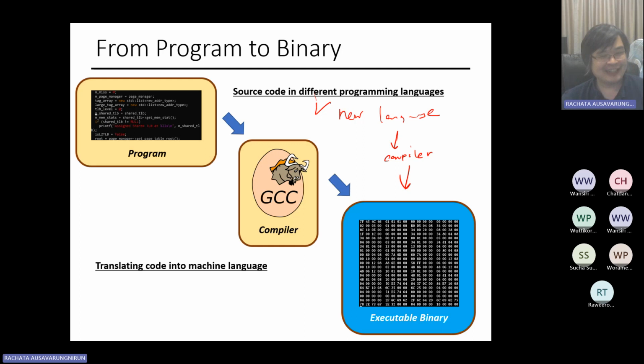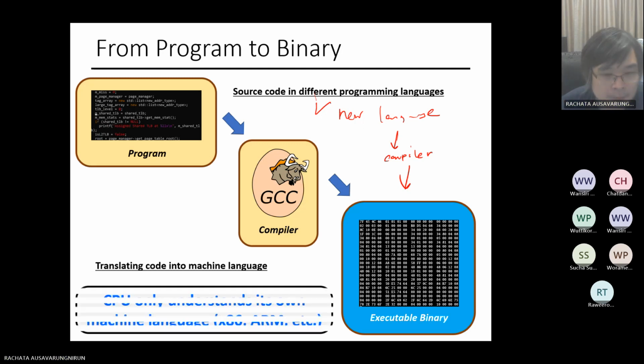Now we discover one magic that I want to talk about today. How can we have as many languages as we want? At the end of the day, the compiler becomes the translator for our machine language. That's it.